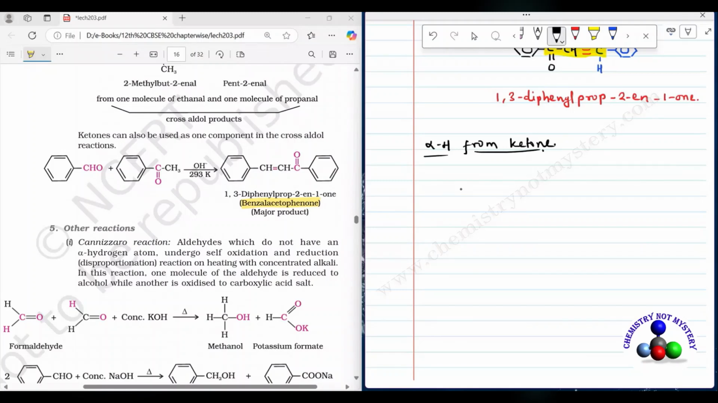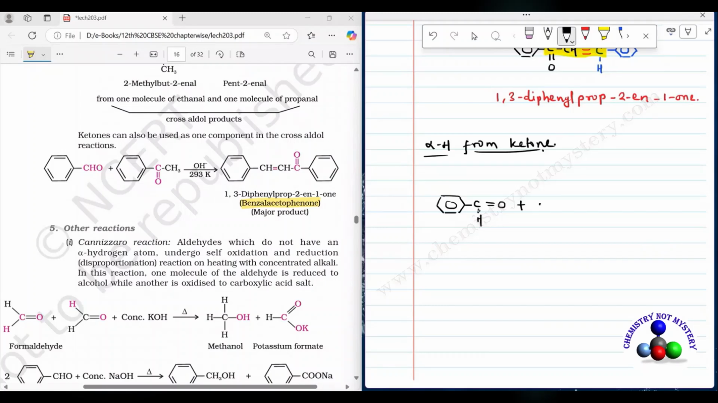Now write down the product in such a way that you can remove alpha hydrogens from the ketone. So draw the structure of benzaldehyde first. This is the benzaldehyde, C double bond O, facing the O towards the ketone. Now draw the structure of the ketone, facing alpha hydrogens toward this molecule.